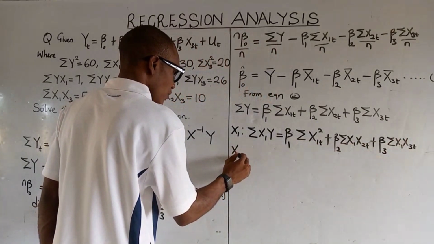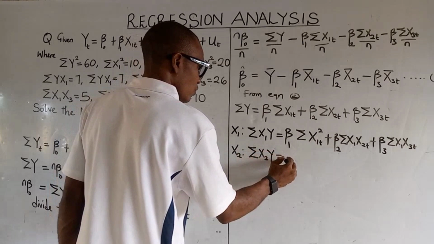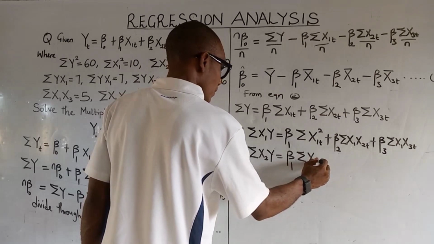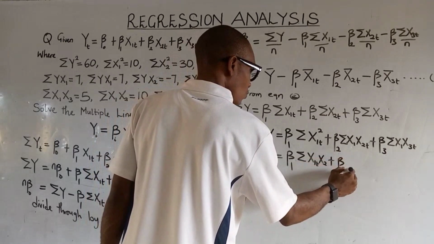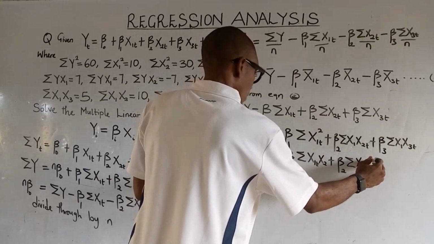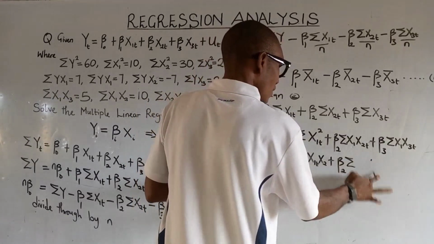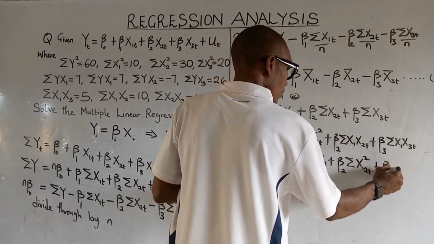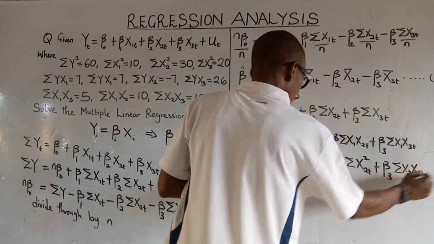You come over to this side, x2. We have summation of x2y, which is equal to b1 summation of x1 x2 plus b2 summation of x2t squared plus b3 summation of x2 x3t. You can decide to put the t.